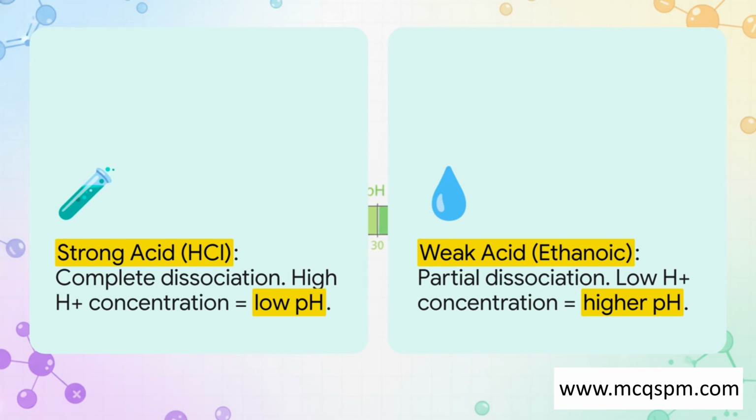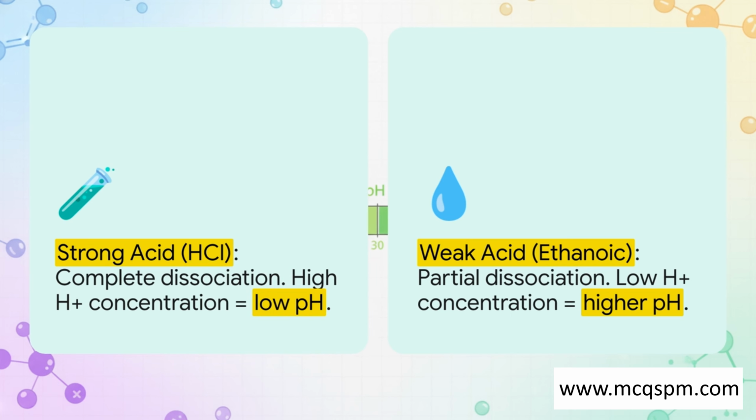Now, here's a really important idea that trips a lot of students up. Look at this. You can have two acids, like hydrochloric acid and ethanoic acid, at the exact same concentration, but they have totally different pH values. So what gives? Well, it all comes down to something called the degree of dissociation.